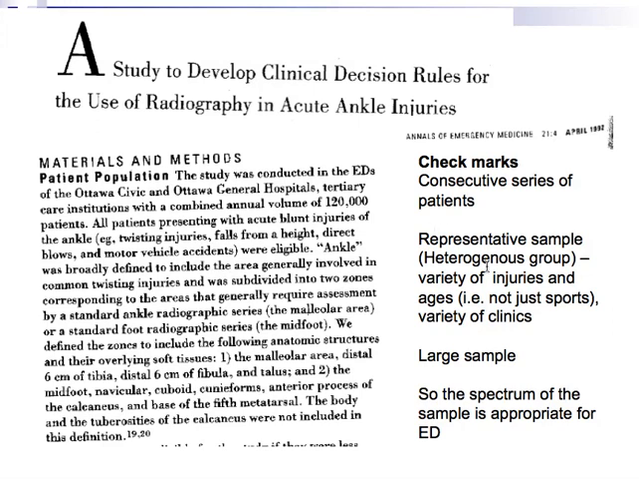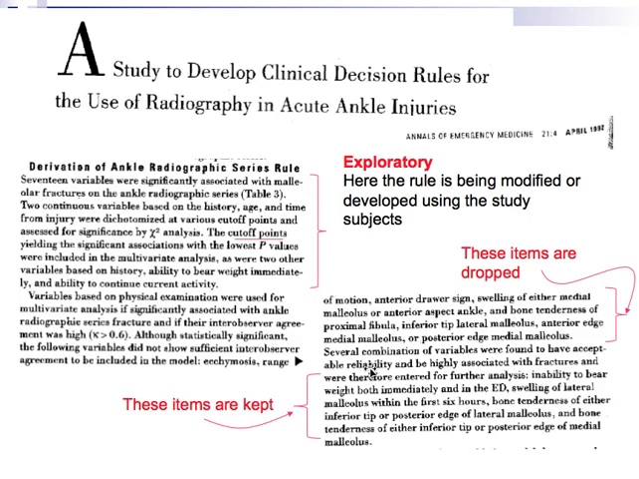And so we look over here for some check marks. Is it a consecutive series of patients? Yes. Is it a representative sample? So it has heterogeneous groups, a variety of injuries and ages. Is it a large sample? 120,000 patients a year, so yeah, that's going to be big. And the spectrum of the sample is appropriate to the ED. And so that's how we would interpret that paragraph.